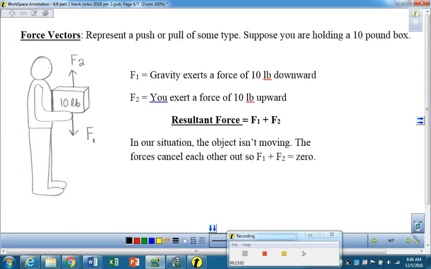When we have more than one force acting on an object, we get a resultant force. It's the sum of adding those forces together. In this case, we only have two forces that we're looking at, so force 1 plus force 2 would be our resultant force. In this situation, the object is not moving. The forces cancel each other out, so our resultant force is equal to 0. This isn't always the case.